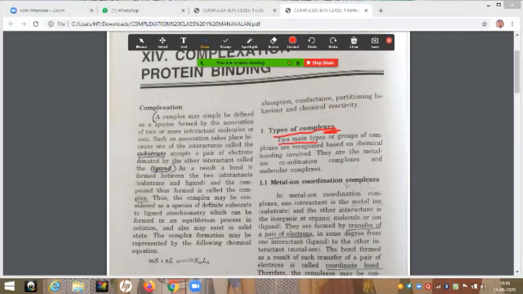Now there are two main types or groups of complexes. There are two major types of complexes. The very first one is the metal ion coordination complexes. Metal ion coordination complexes.